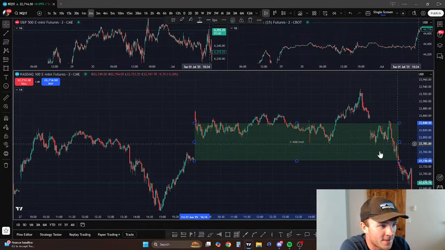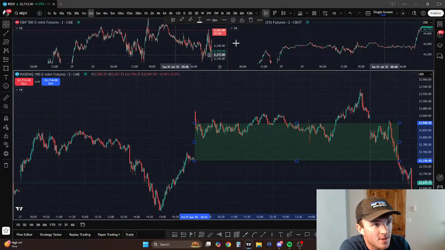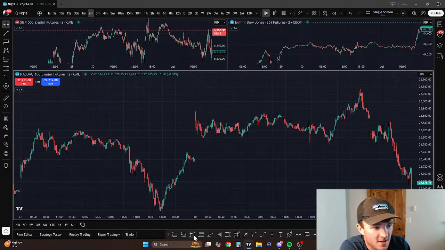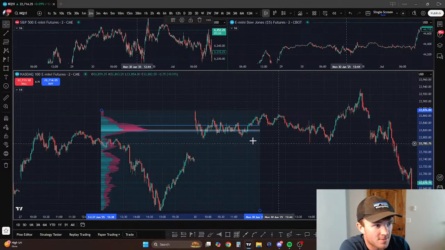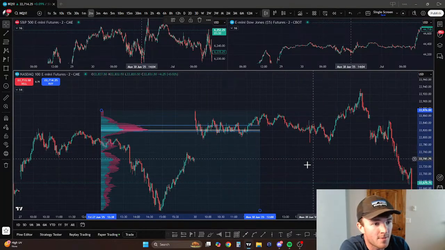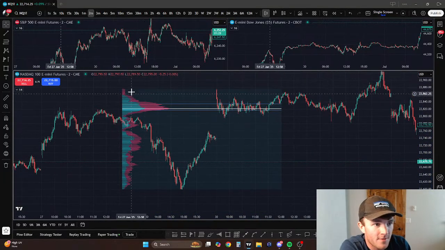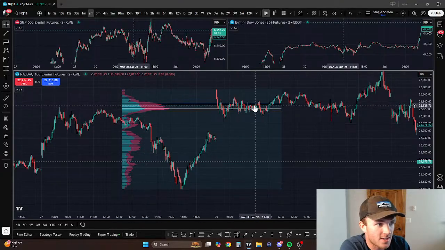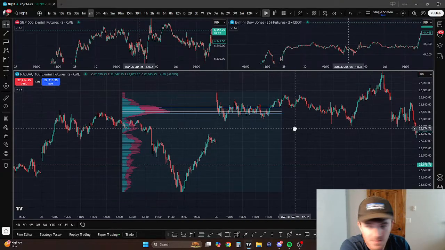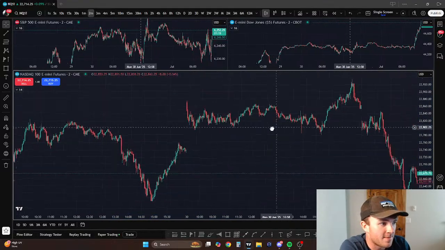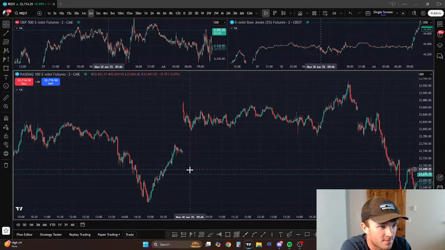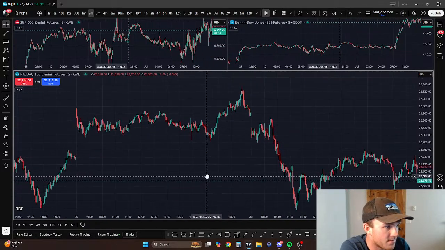All that stuff's helpful, and that's why you'll see me use stuff like this. ICT doesn't even use this, but that's why you'll see me use this, because I'm not like a full ICT degenerate. I trade based off of what makes sense to me. And for me, understanding that this is where the most volume happened, this is a strong draw on liquidity. So I'm not a brainless ICT bot. I think for myself and do my own stuff.